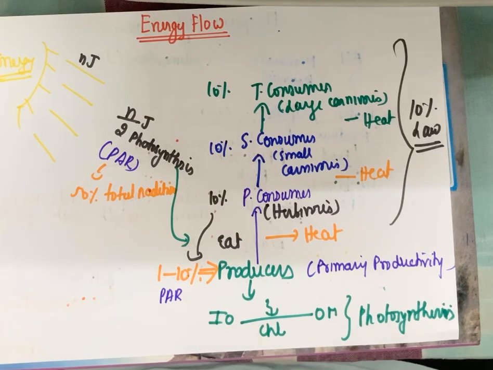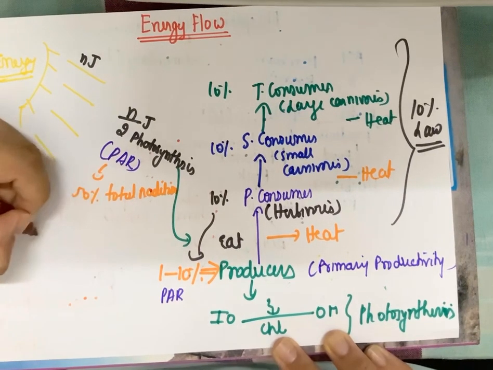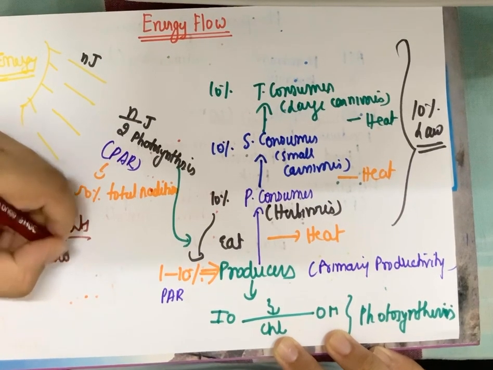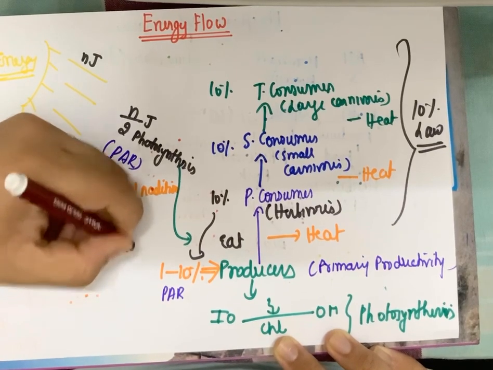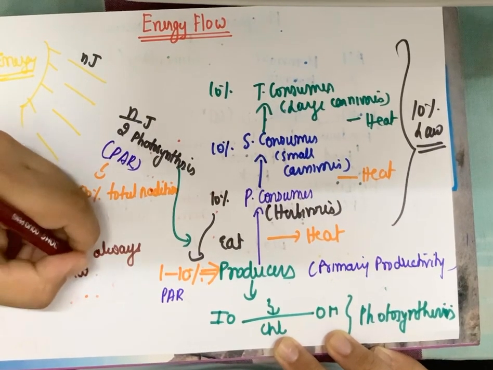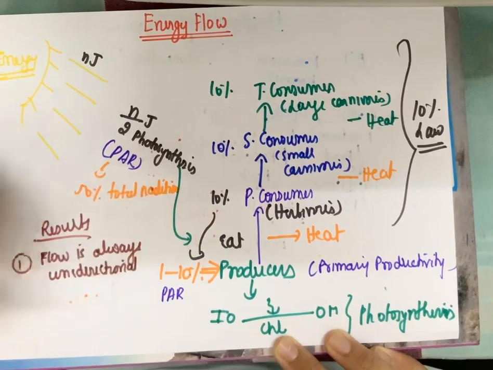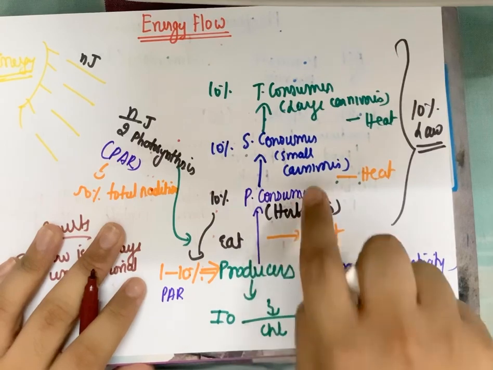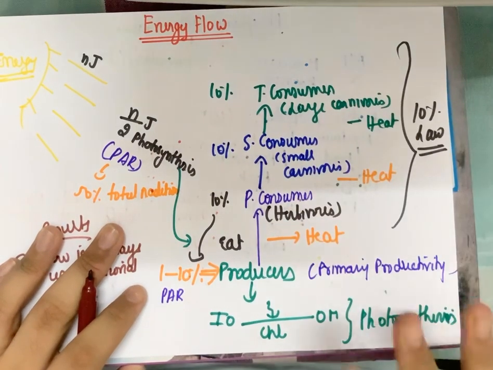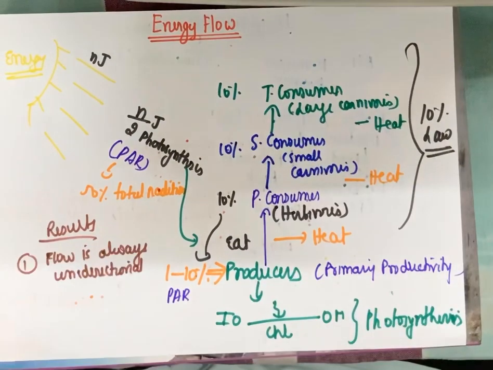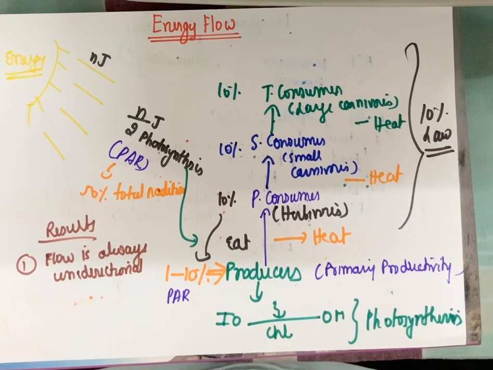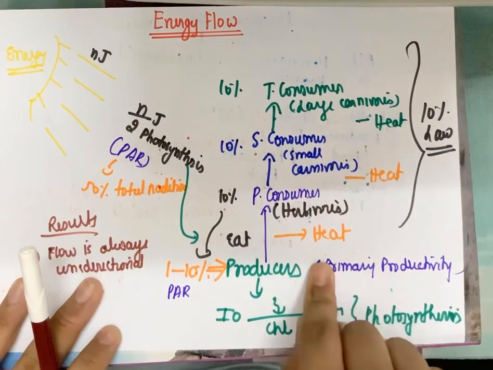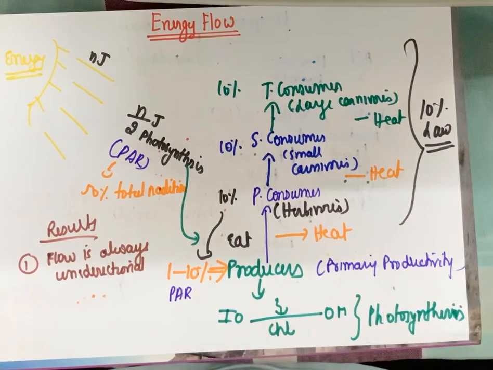Now from this 10% law we get two important results. Result number one: flow of energy is always unidirectional. What do I mean by that? The energy will always flow in one direction, that is from the producer to primary consumer, secondary consumer, tertiary consumer. That is from the lower trophic level to the higher trophic level. Each level in a food chain is a trophic level. Okay, energy will never flow like this, from tertiary consumer to secondary consumer to primary consumer to producer, never. It will only flow in this way.